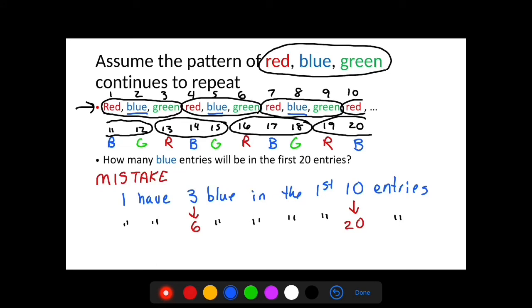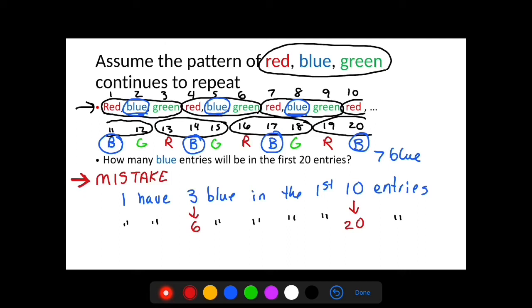Now when I go in and count, 1, 2, 3, 4, 5, 6, 7. I have 7 blue entries. So there was definitely something that went wrong here. So let's examine this further.